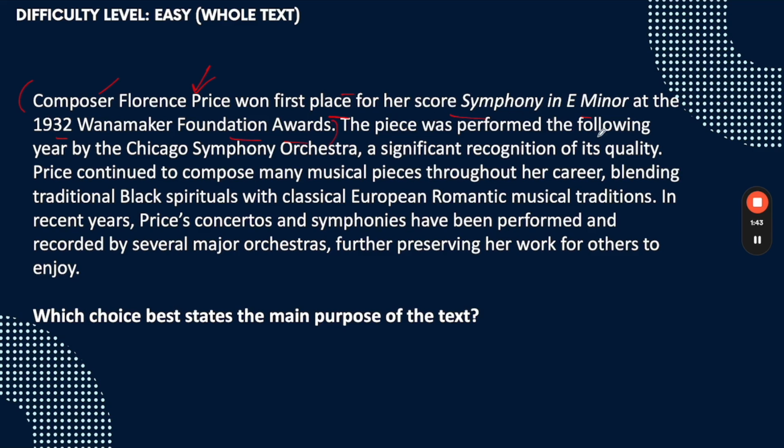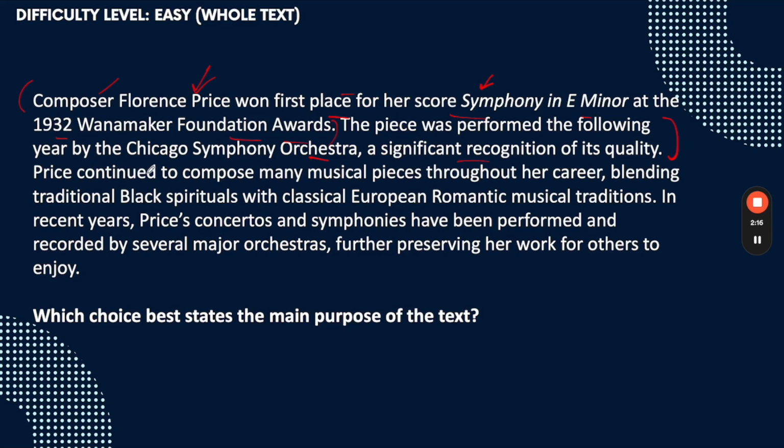The piece was performed the following year by the Chicago Symphony Orchestra, a significant recognition of its quality. Now, this sentence is simply telling me that this piece that she won the first place for was performed later, right? The next year, it was performed by some orchestra, which also gives this particular piece a significant recognition of its quality. But again, what am I taking away from this sentence? That this piece that she won the first place for was performed by some orchestra.